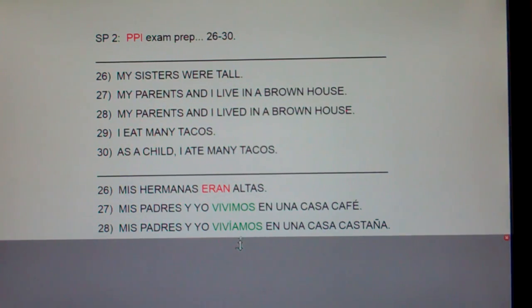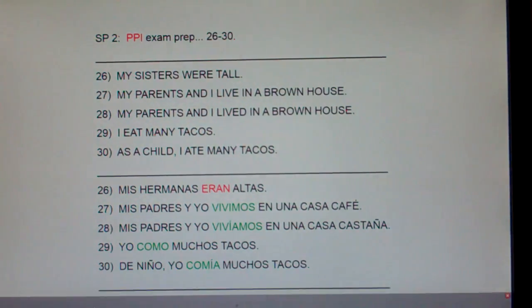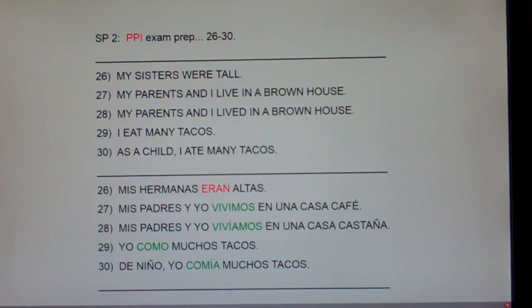Number 29. I eat many tacos. Yo como muchos tacos. And finally, number 30. As a child, I ate many tacos. De niño, yo comía muchos tacos.